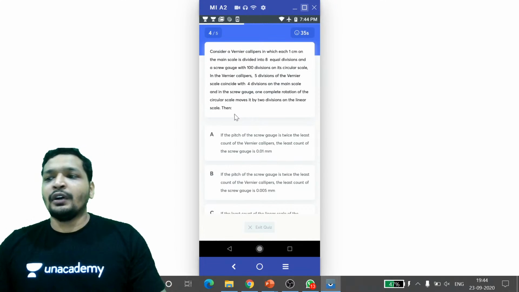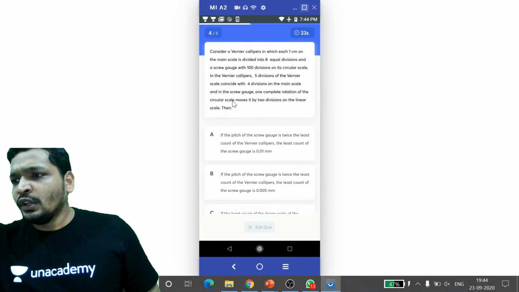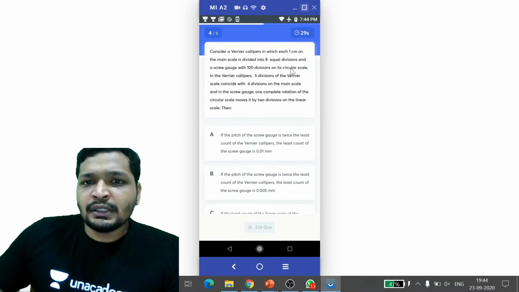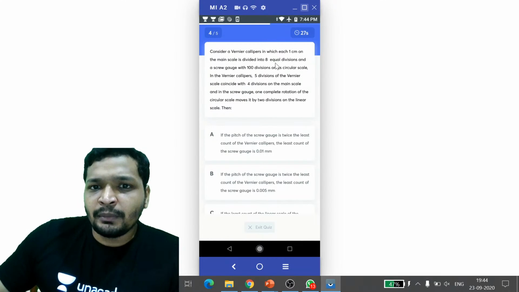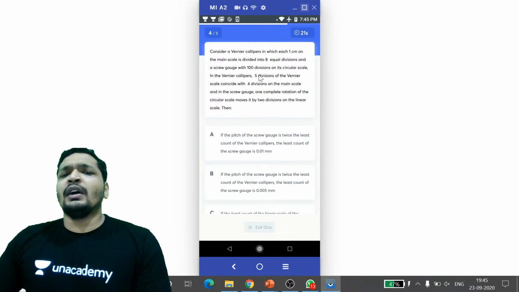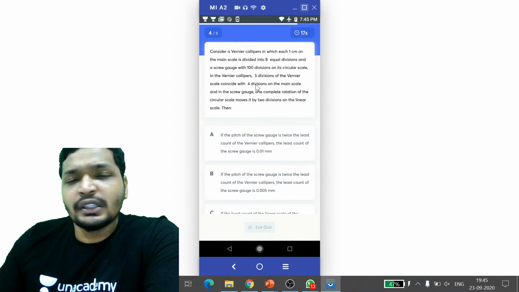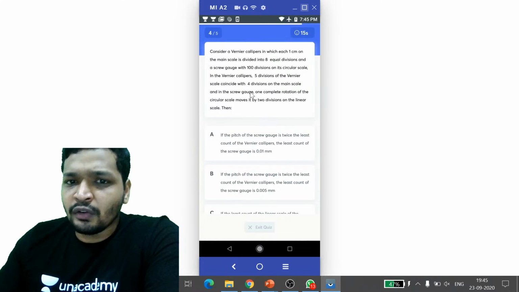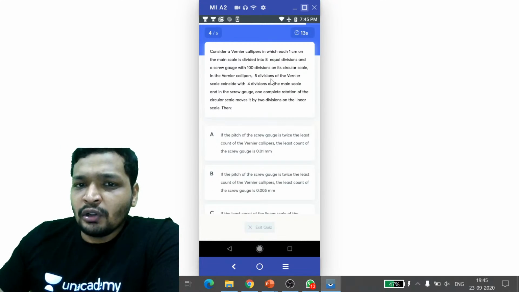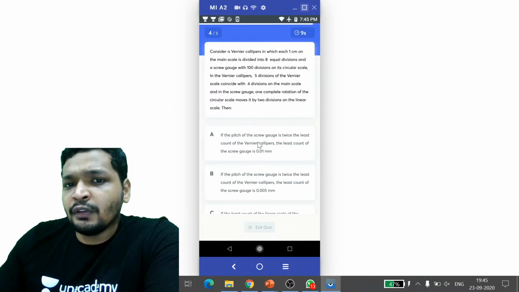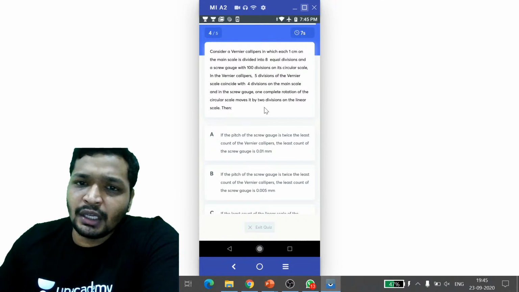This is also a JEE Advanced PYQ. So carefully, students, this is pretty easy. There is a vernier calipers in which each centimeter on the main scale is divided into 8 equal divisions, and a screw gauge with 100 divisions, basically giving you a feel of both vernier calipers and screw gauge in a single question. This is very important. Even if you don't solve it, please solve this question, because this question alone would give you a feel of both vernier calipers and screw gauge.